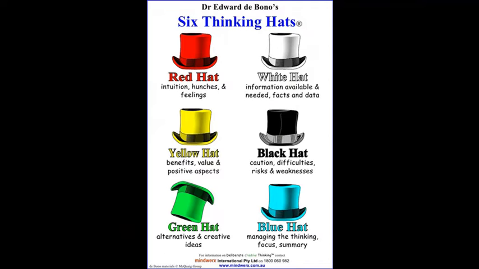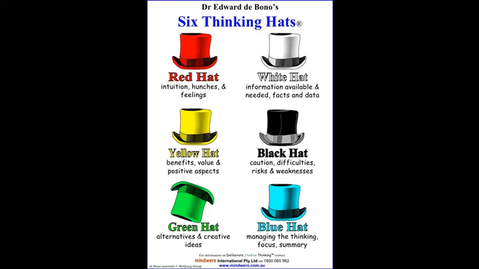So a quick caveat, I'm not a de Bono thinking hats trainer. So what I'm saying represents my understanding of this. So there are 6 hats, and you put them on in turn to represent different modalities, different ways of thinking. So the red hat represents your emotions, how you feel about something, your gut. The white hat represents data and facts. The yellow hat and the black hat represent the positive benefits, the pros, and the cautions, difficulties, weaknesses, the cons.